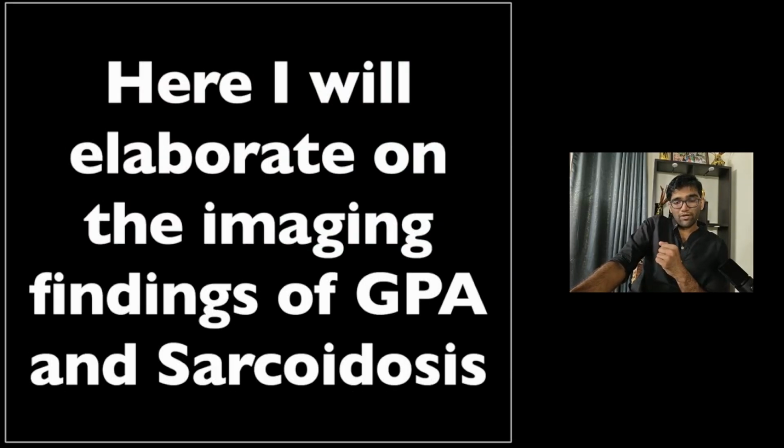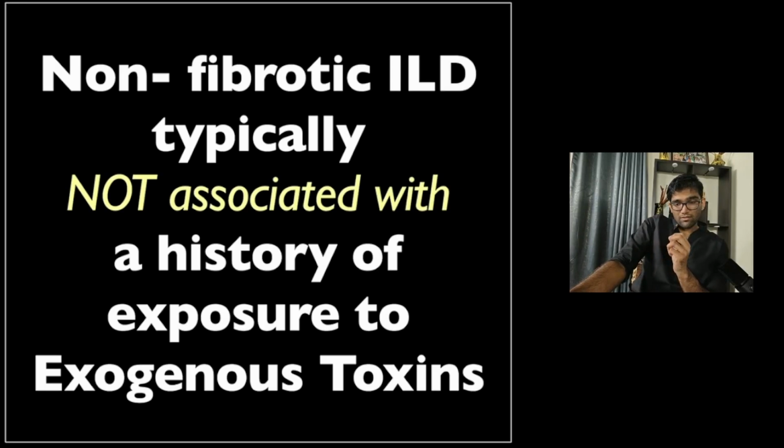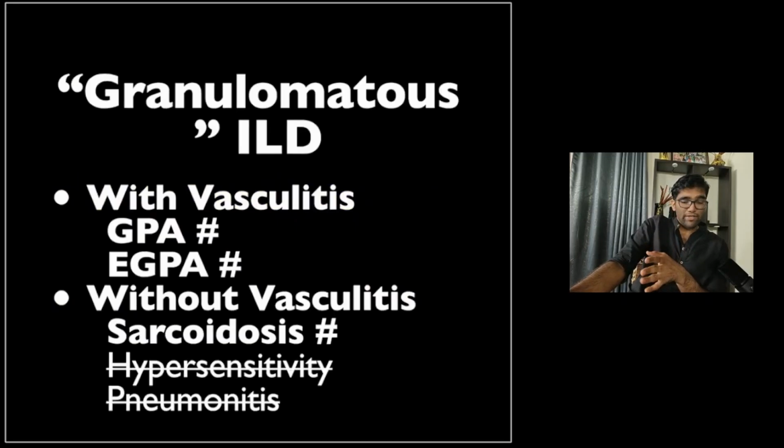I plan to elaborate on the imaging findings of both GPA and sarcoidosis. This naturally is the granulomatous subset of non-fibrotic ILD, which is typically not associated with a history of exposure to exogenous toxins. So getting right into it, we're going to talk about GPA. Okay, so EGPA would look very similar on imaging to GPA, and we cannot use pulmonary imaging to differentiate GPA from EGPA. So therefore, I'm going to use GPA as a stand-in for both of these disorders.